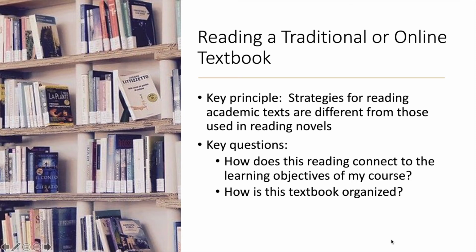First, we're going to think about how we might read traditional or online textbooks. A key principle to keep in mind is that strategies for reading academic texts are different from those that you might use for other types of reading, like a novel, where you start from page 1 to the end of the book and read everything in order. A textbook or an academic reading, you might approach in a different way.